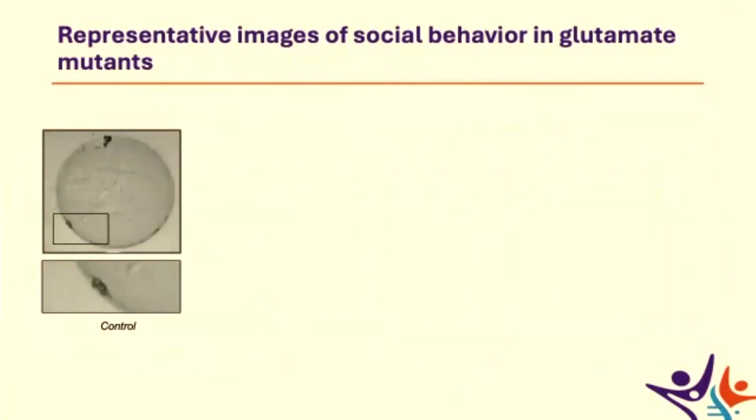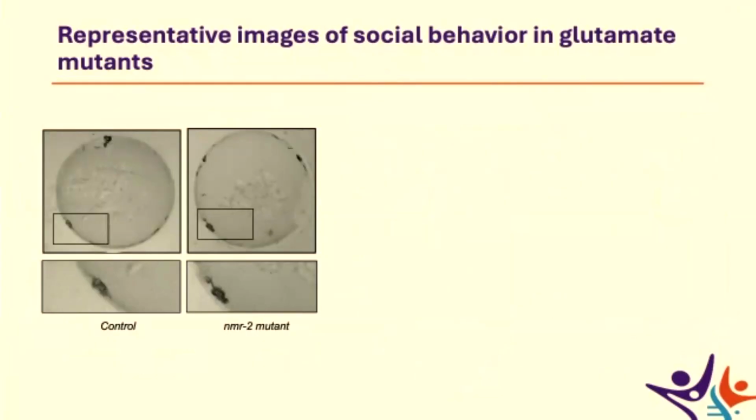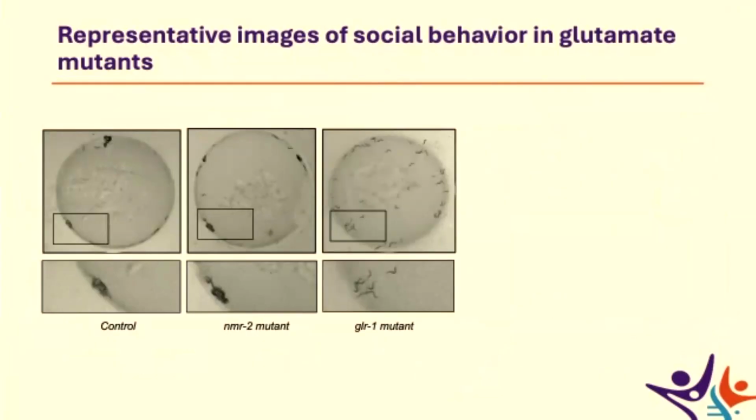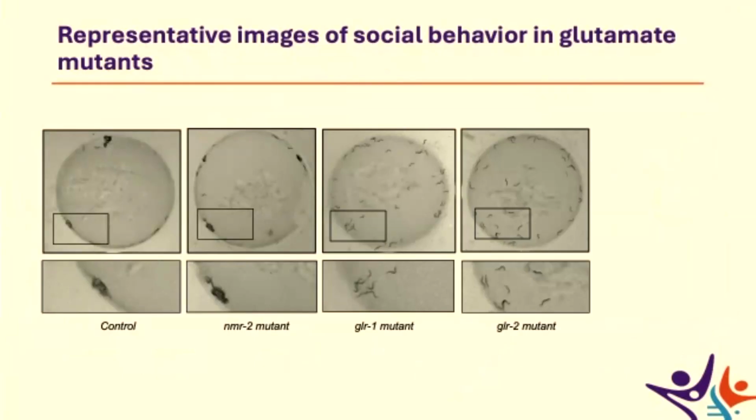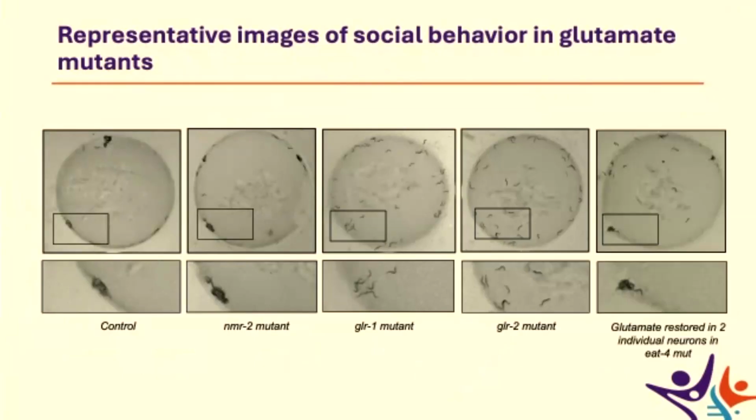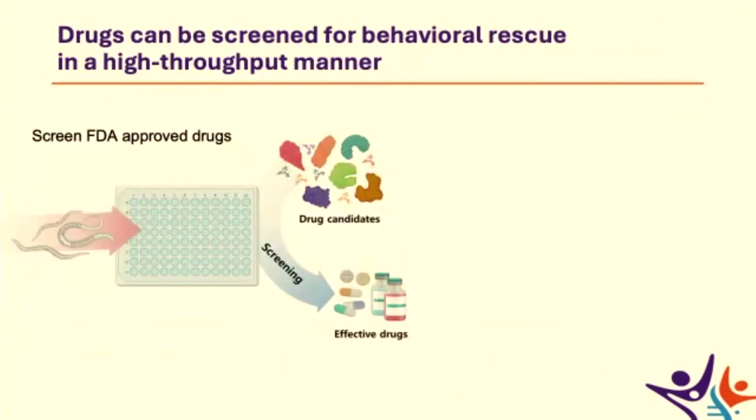And lastly, I'll just show you what that looks like here. So that's the control being social, the NMR mutant being social, the GLUR1 being less social, and the GLUR2 being less social. And then this is the restoration in those 2 specific individual neurons by bringing back this gene called E4 that's important for this glutamate vesicular transport.